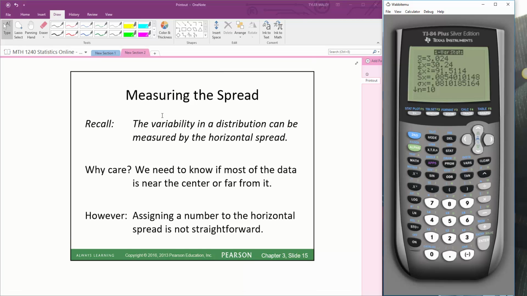All right. So then next we have measuring the spread, right? So you want to recall that the variability in a distribution can be measured by the horizontal spread, right? So let's consider that, the horizontal spread. So the question is, why care? Well, we need to know if most of the data is near the center or far from it, right? Because that's a big indicator for how the spread is going on, how our data looks.